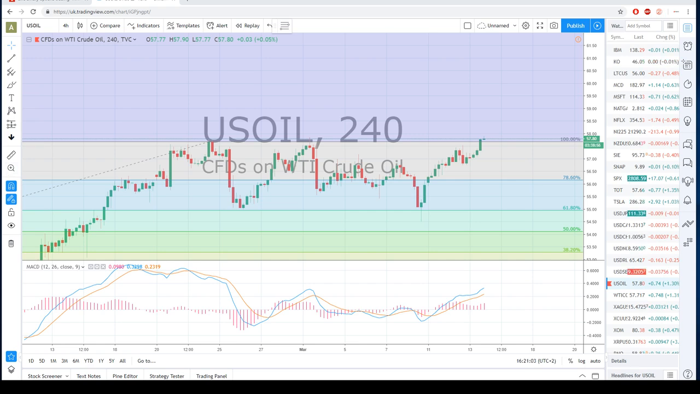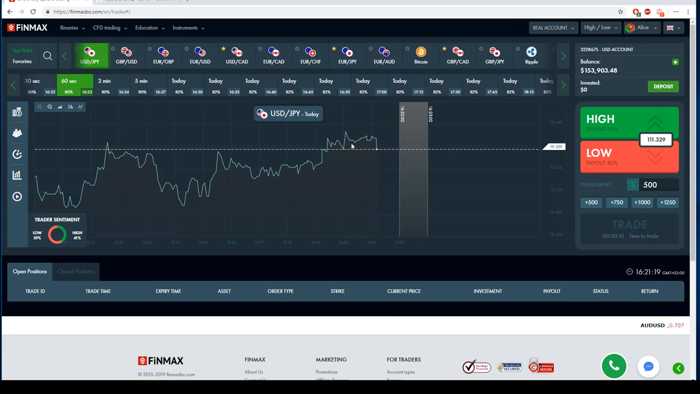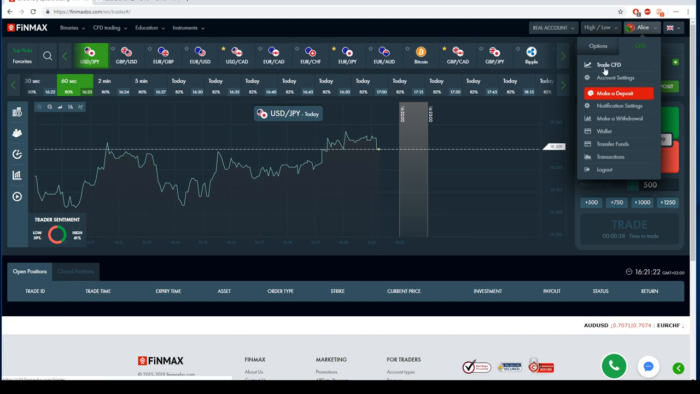For some traders, it says it's too high and it's going to go down. But for other traders, it says it's already high enough, so why not continue trading on the high? That's what I'm going to do today. I'm going to place positions on crude oil for high.